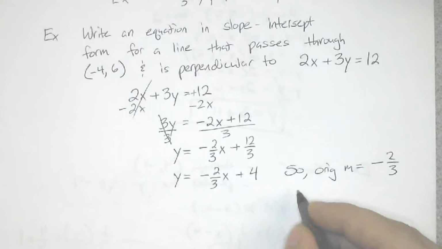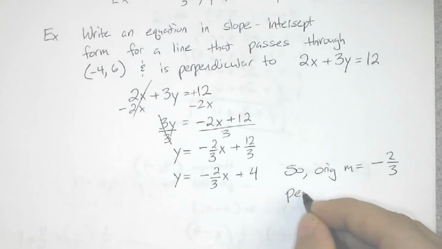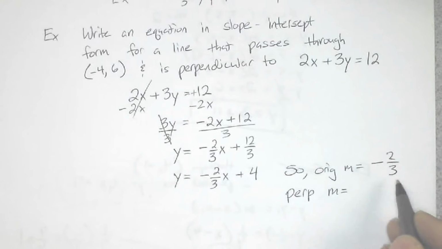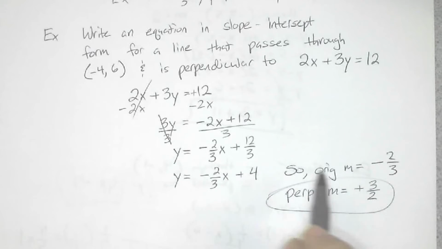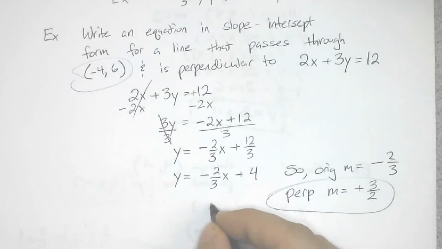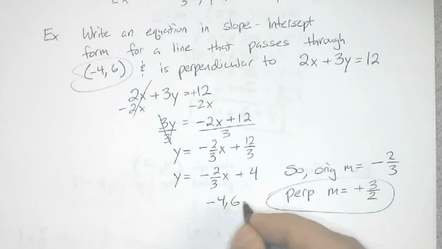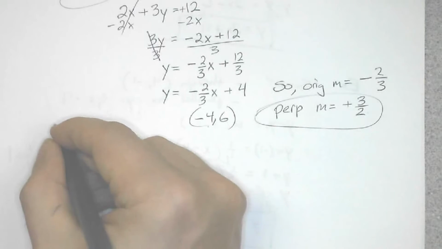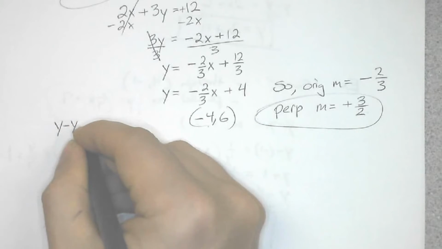Well, if the original slope is negative 2/3, then the perpendicular slope is going to be the opposite reciprocal. So it's going to be positive 3/2. So now we're going to use this perpendicular slope along with the point right here, -4, 6, and we're going to try and get the equation of a line that passes through this with this slope. Let's take a look. So, just like last time, we are going to start with point slope form.